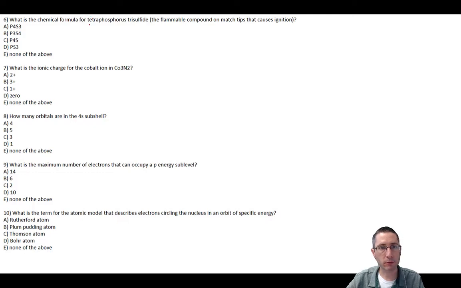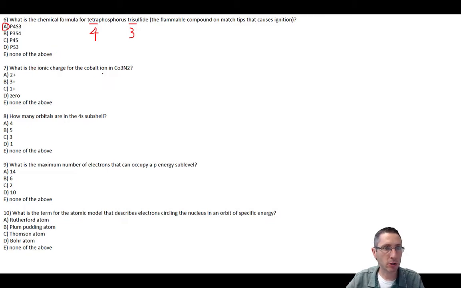Number 6 was the chemical formula for tetraphosphorus trisulfide. Memorization of these prefixes tells you there's 4 phosphorus, and tri is 3 sulfurs. Okay, so the correct answer here should be A.